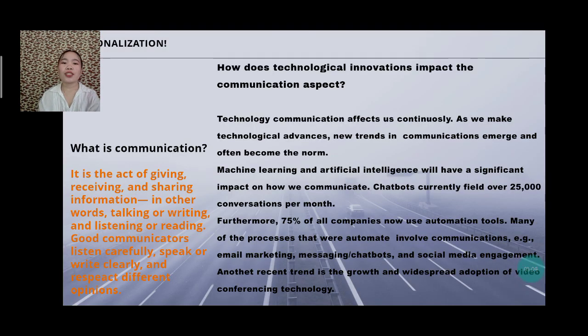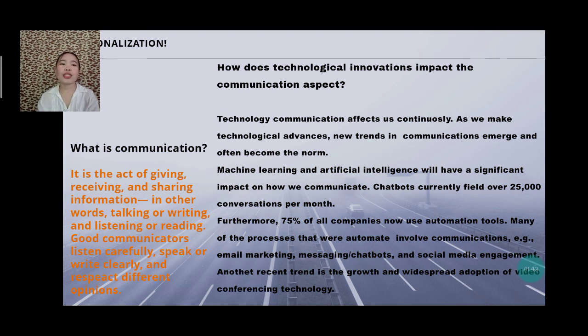For our rationalization, let us first define what is communication. It is defined as the act of giving, receiving, and sharing information, or in other words, talking or writing and listening or reading. So good communicators listen carefully, speak or write clearly, and respect different opinions. So how do technological innovations impact the communication aspect? Technology communication affects us continuously as we make technological advances. New trends in communications emerge and often become the norm.